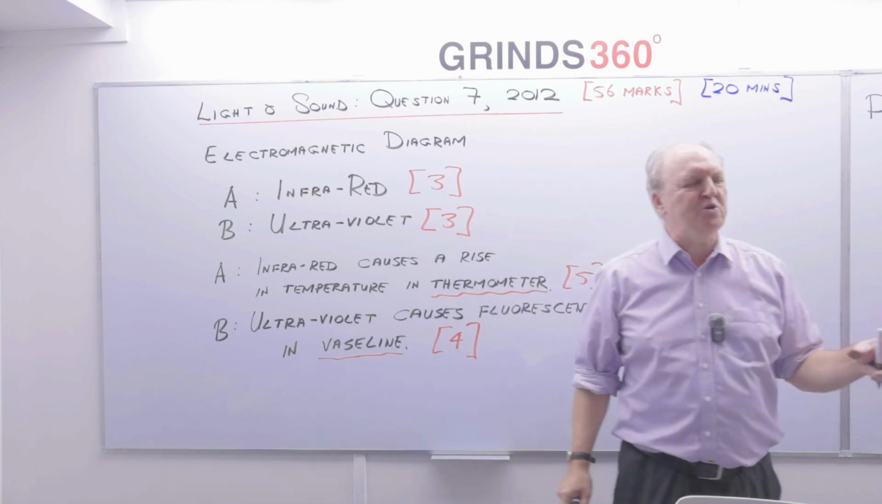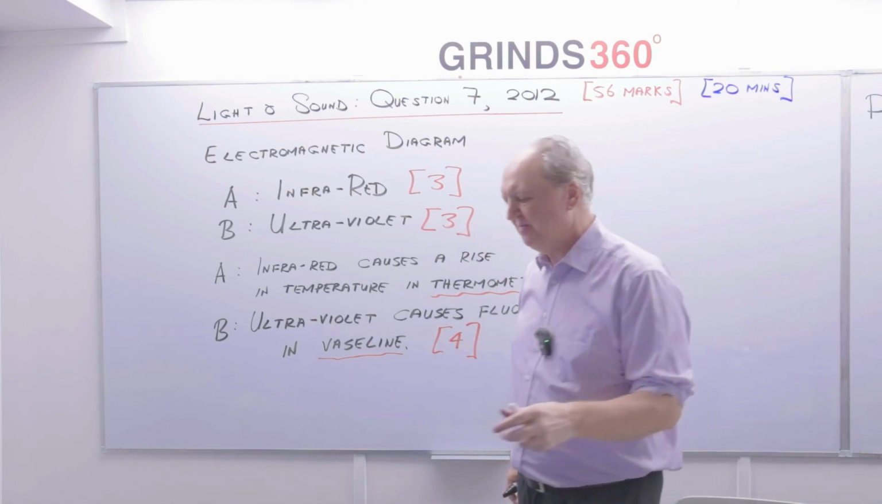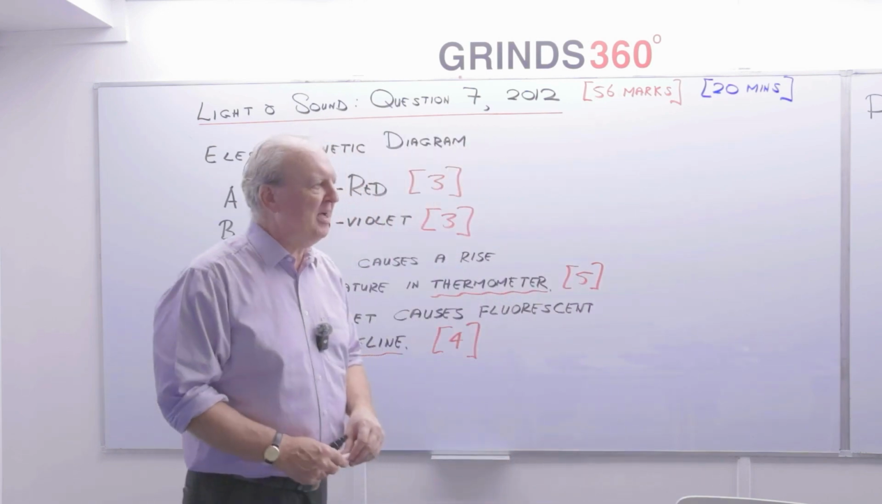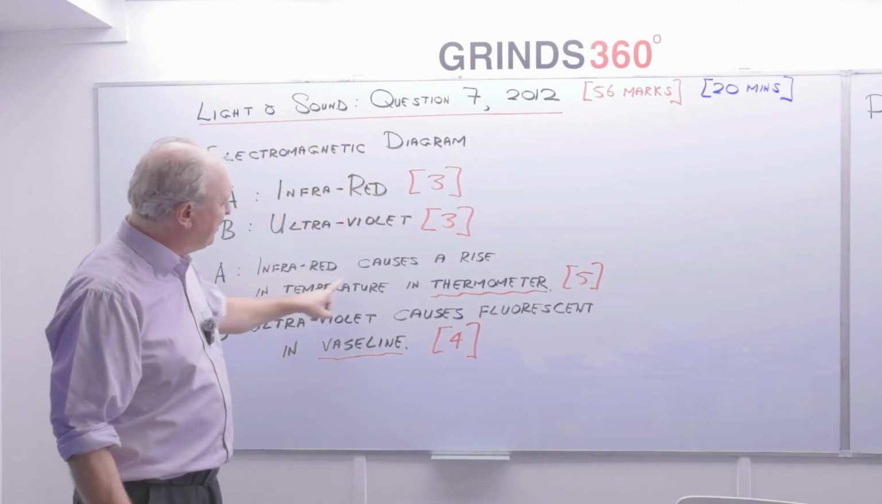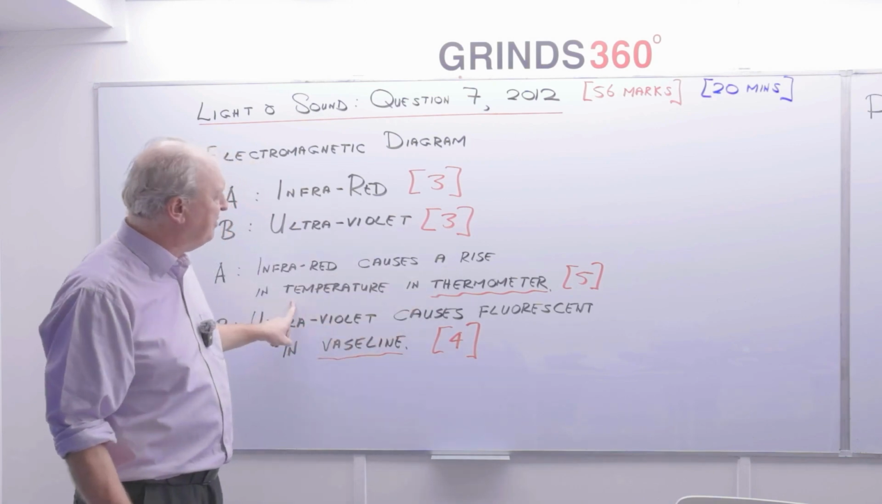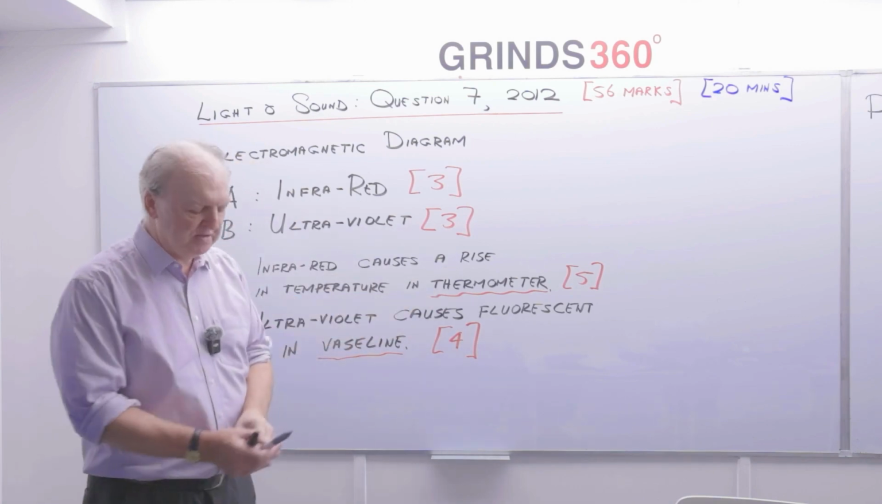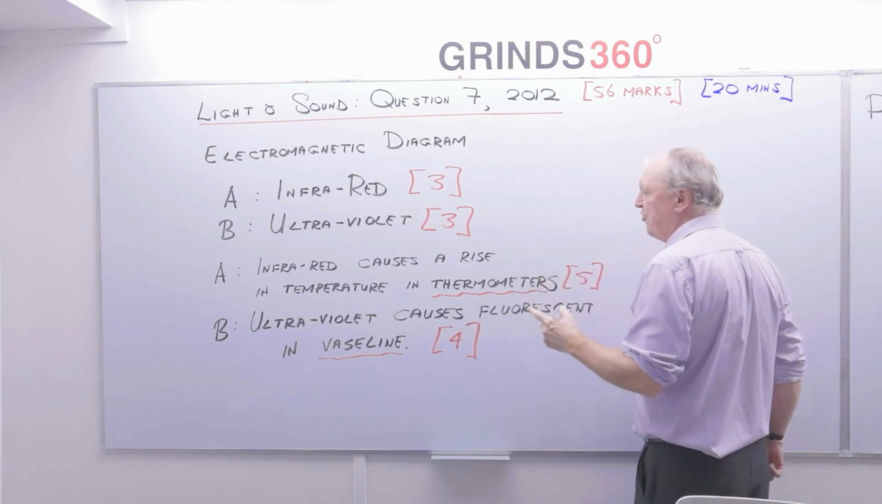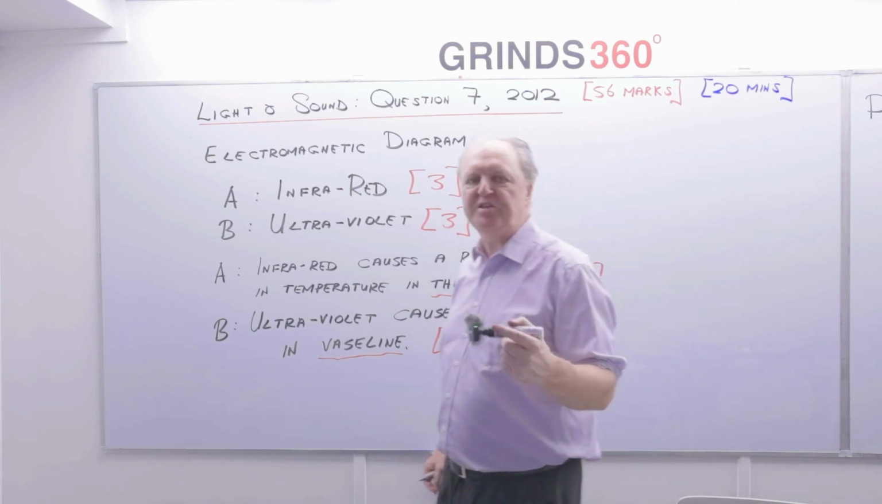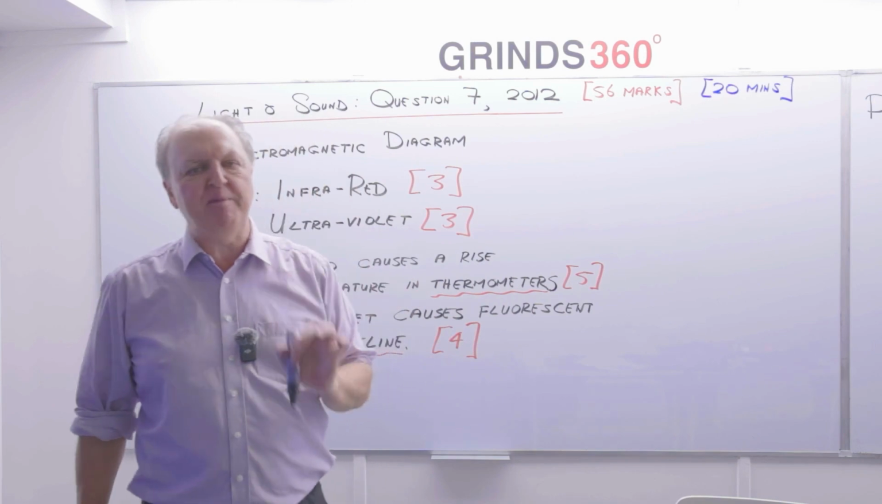They're asking me, how do I detect these radiations? Well, infrared are heat waves. So you can say infrared causes a rise in temperature in thermometers. So mention thermometer, 3 marks. Mention rise in temperature, 2 marks. So 5 marks altogether.